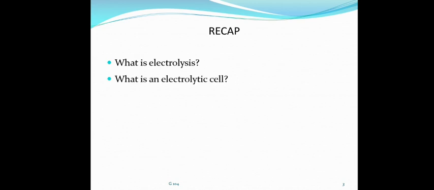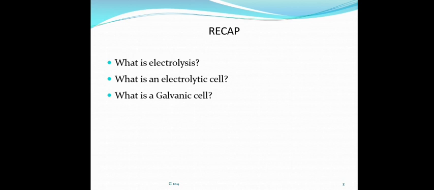What is an electrolytic cell? A cell in which electrolysis takes place, or a device in which electrical energy is converted into chemical energy. What is a galvanic cell? So it is opposite to the electrolytic cell. What happens in a galvanic cell? A galvanic cell produces electricity. It is the source of electricity.